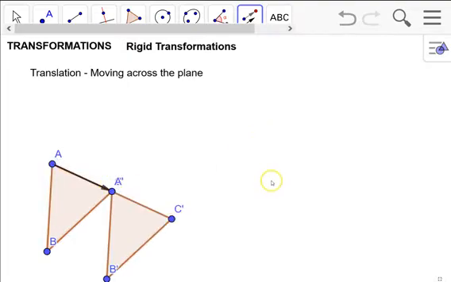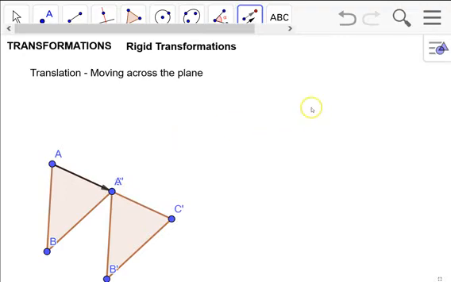And as you can see, the result is triangle A prime, B prime, C prime. So what happened here is it moved the whole triangle the distance of vector AC. So it went in the same direction as that particular line segment, and it moved that distance.